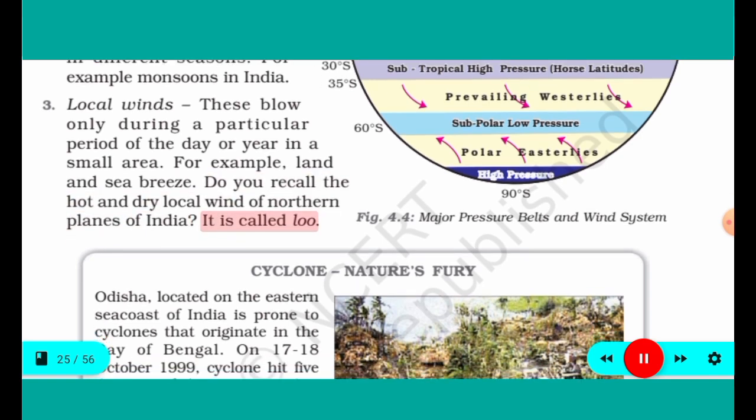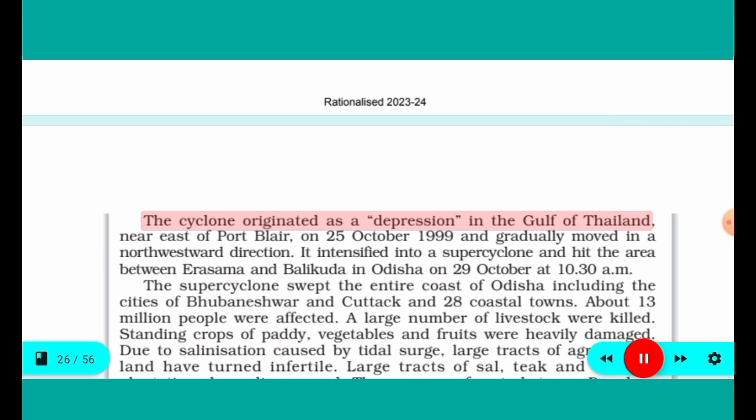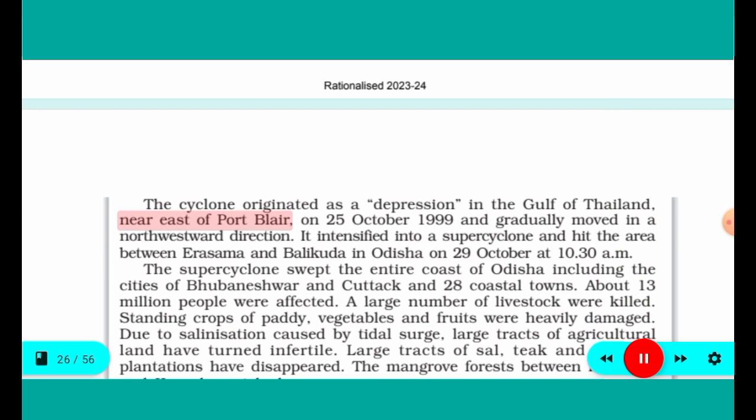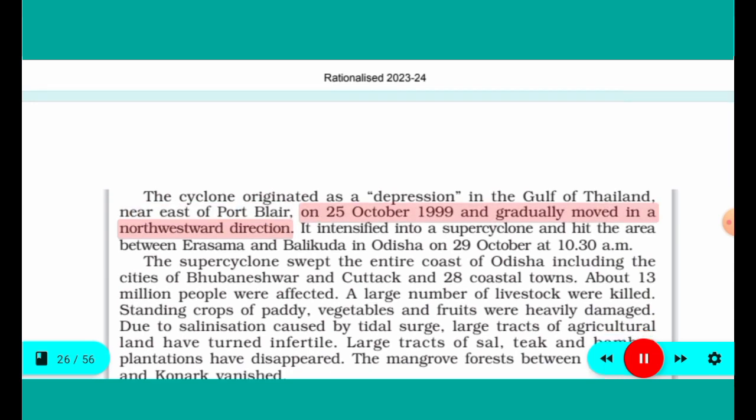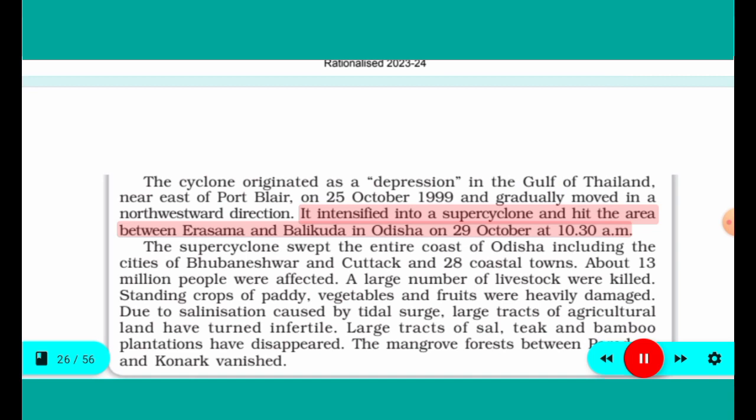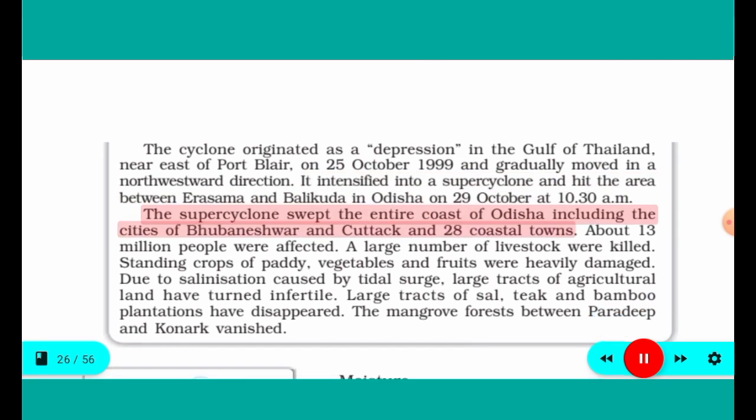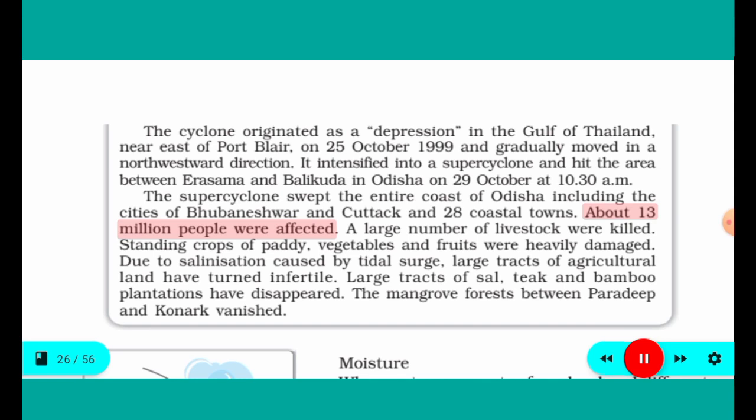It is called Lu. The cyclone originated as a depression in the Gulf of Thailand, near east of Port Blair, on 25 October 1999 and gradually moved in a northwestward direction. It intensified into a supercyclone and hit the area between Erasama and Balakuda in Odisha on 29 October at 10:30 am. The supercyclone swept the entire coast of Odisha, including the cities of Bhubaneswar and Cuttack and 28 coastal towns. About 13 million people were affected.